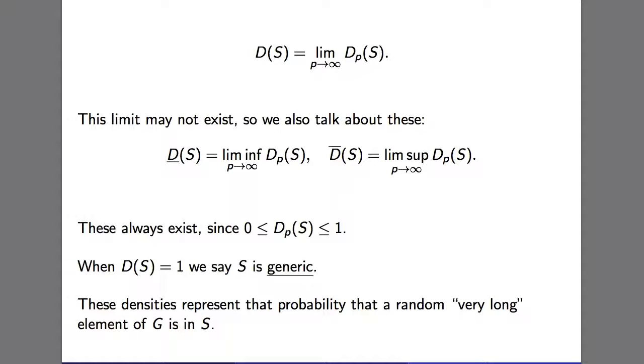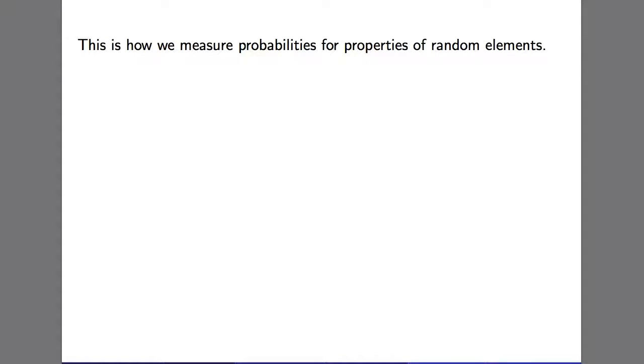And like I said, the densities represent the probability that a random element of the group is in your set S. And the randomness you should think of informally as being random for very long words. It may not be so for the short words, but when the words are very long, because of this limit here. All right, so this is how we're going to measure these probabilities that I was talking about, probabilities for properties of random elements. I was talking about only elements. What about homomorphisms? Because what I really want to talk about is, if you choose a map at random, then what are the properties you expect?